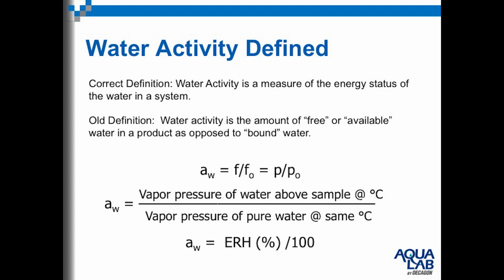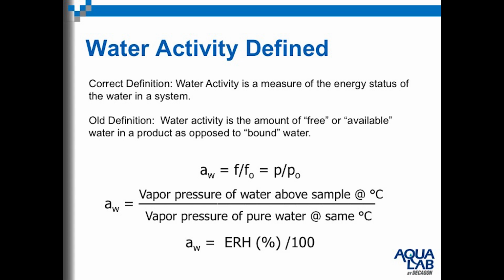So if we want to know something about the energy of a material, we can take that material, put it inside of a closed container, and allow water to vaporize out of that sample into the headspace above it, exerting some pressure. If we can measure that partial pressure, and then divide it by what the pressure would be if we were measuring pure water, then we can get this value called water activity.